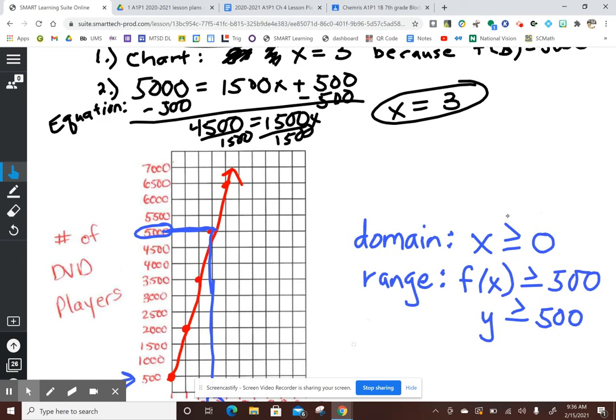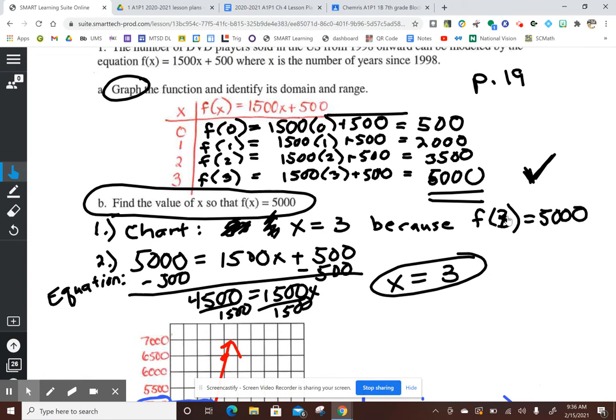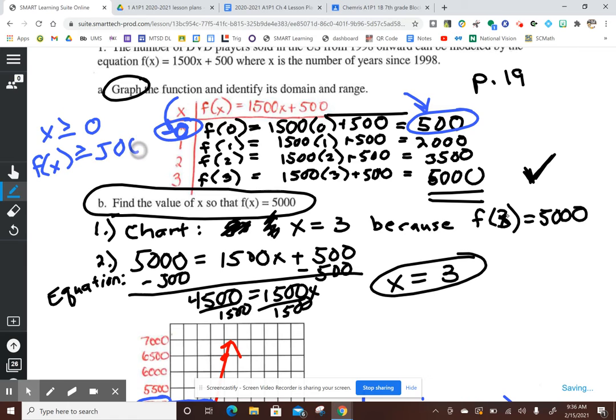Now, let's look at our chart, and we can also get the same information from our chart. What is the minimum x value? It's 0. What's the minimum y value? It's 500. So from here, I could have said x is greater than or equal to 0, and y, or f of x, is greater than or equal to 500. So that would be another way of getting the domain and range.